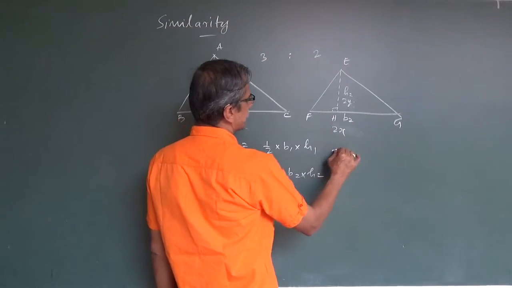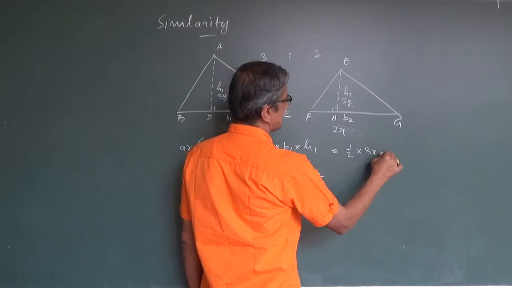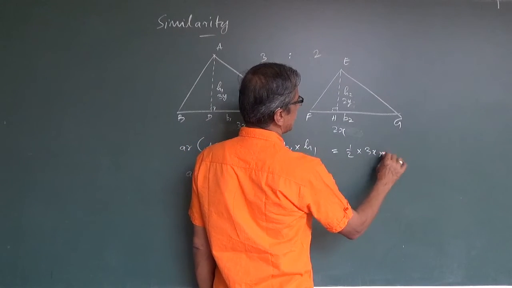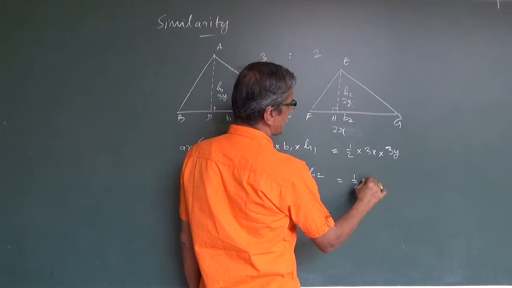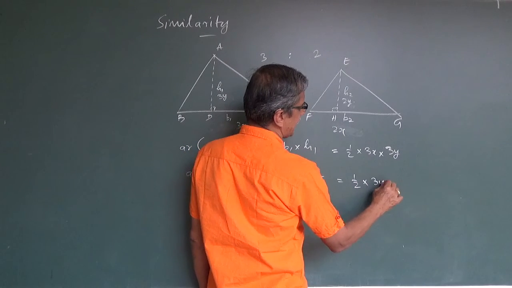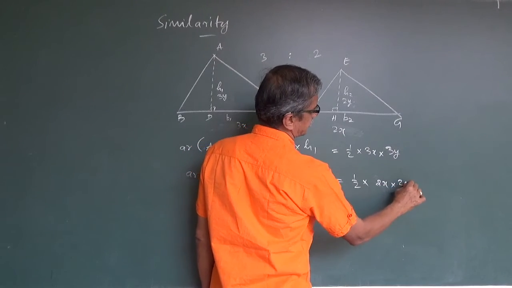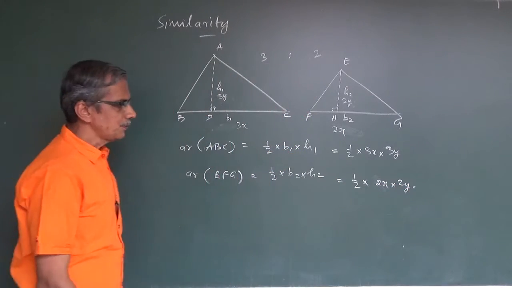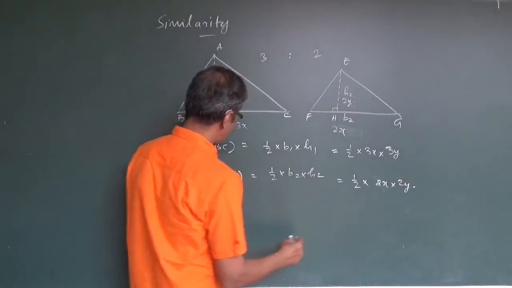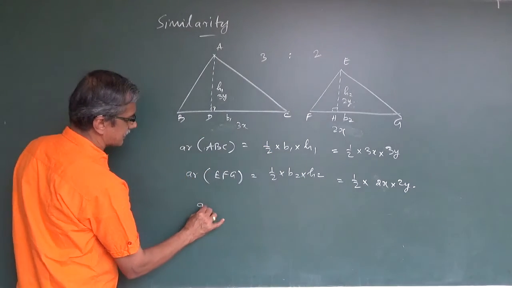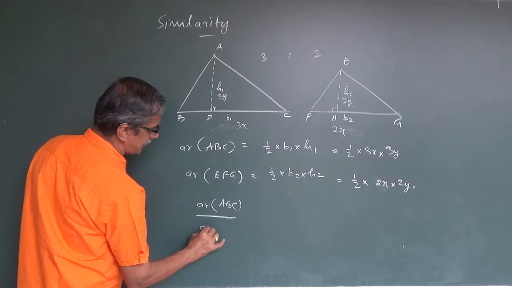So what is this actually? This is actually half into 3x into 3y. And this is half into 2x into 2y. Now I will find the ratio of this: area of ABC divided by area of EFG.